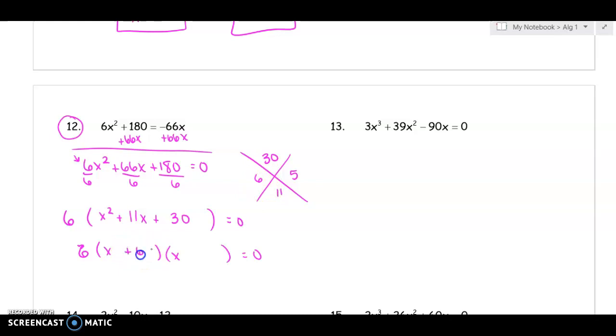Positive 6 means plus 6. Positive 5 means plus 5. And our final step now is zero product property. Set things equal to 0. 6 cannot be set equal to 0, so we can't do anything with that.